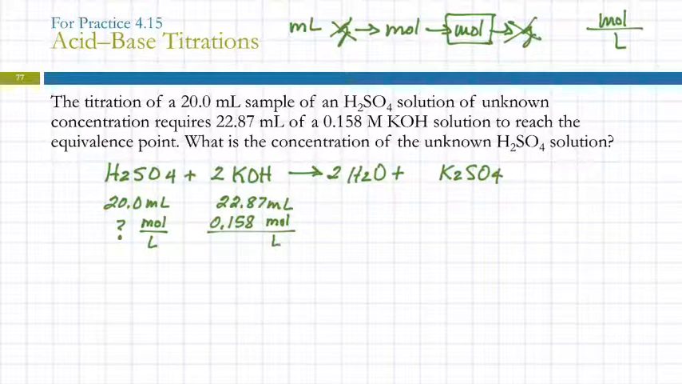So we couldn't do the M1V1 equals M2V2 here? No, you can't do M1V1 equals M2V2. That is for dilution. This is not dilution. This is a chemical reaction, and there's a big old fat 2 in there. So the dilution equation is going to give you the wrong answer for this one. Good question.